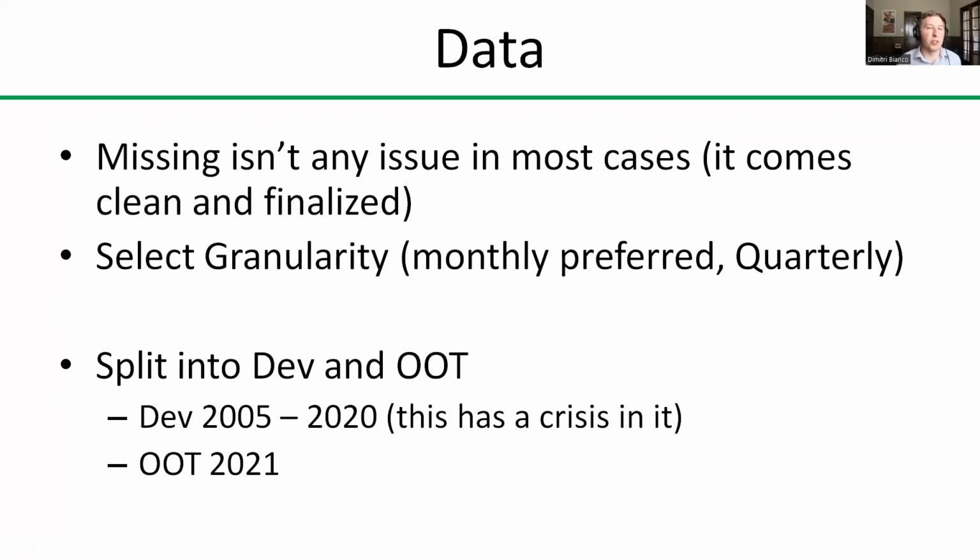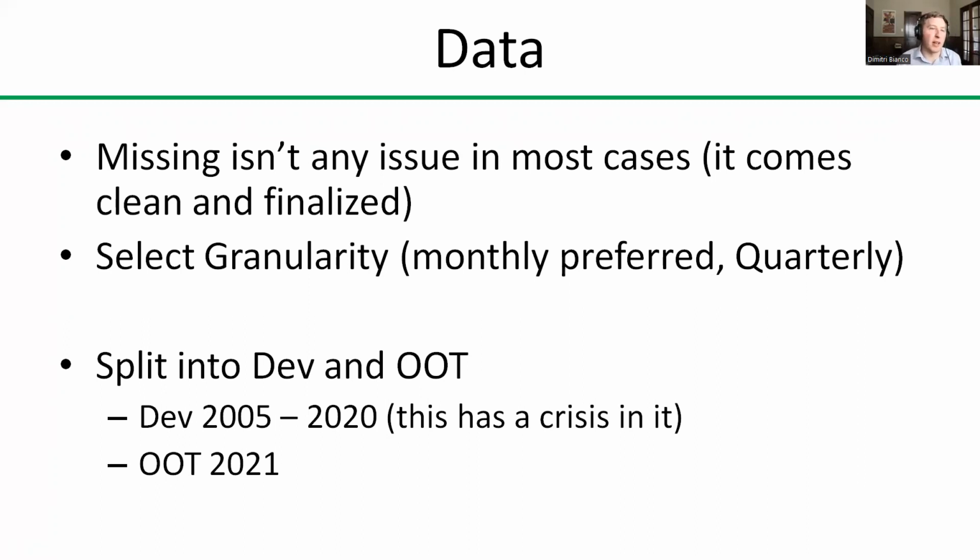So for CCAR stress testing, we have to do a 9-quarter forecast here. If you do monthly, it's got to be 27 months. Quarterly, it's 9 quarters. Often it's far better and easier to model monthly data because you have more data points. The trends and patterns will be a little bit clearer, but sometimes we just don't have that data.